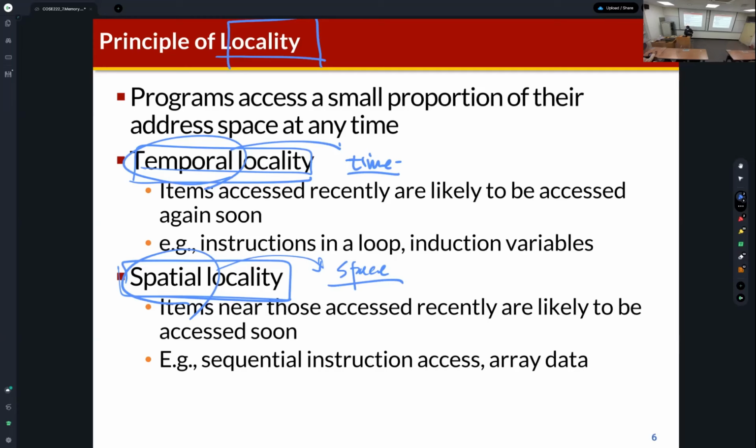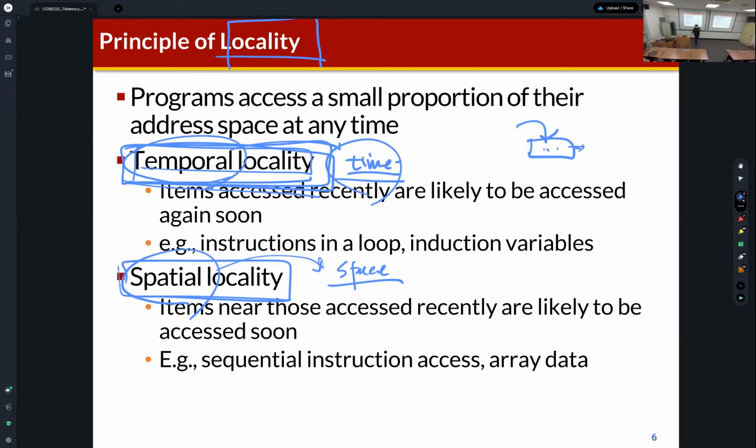So temporal locality is a time-related locality. Temporal locality means that if a certain data is accessed, then in the near future, the same data will be re-accessed, which means it is referenced again. In our program, what does that mean? It means the same data is repeatedly requested by a load instruction again and again and again.